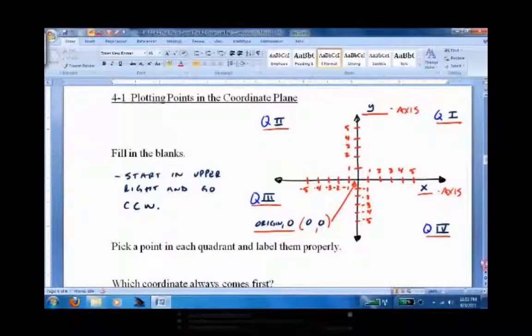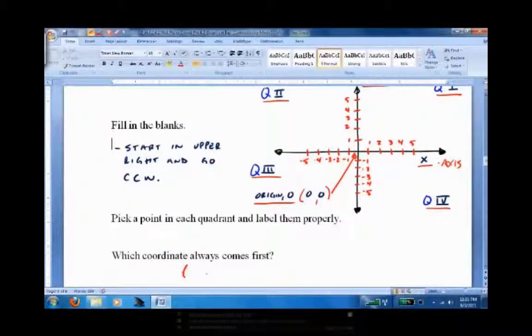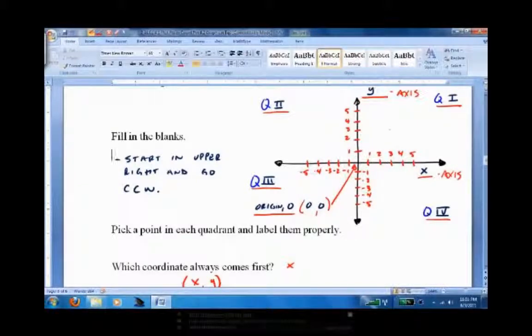And then we always do the x first. It goes x comma y. So if we pick this point out here, 3 over and 4 up, that would be 3 comma 4. We pick this point over here, 2 over and 5 down, that would be 2 comma -5. We pick this point 4 over and 1 up, 4 comma 1. And we pick this point 3 over and 2 down, that would be -3 comma -2. Always the x first, y second.